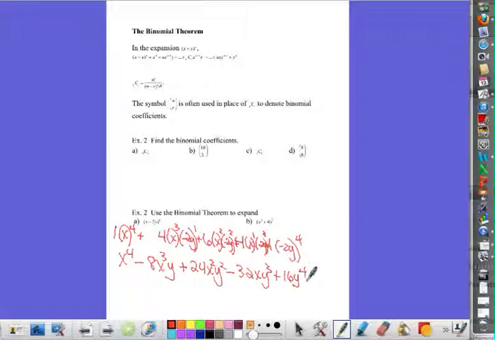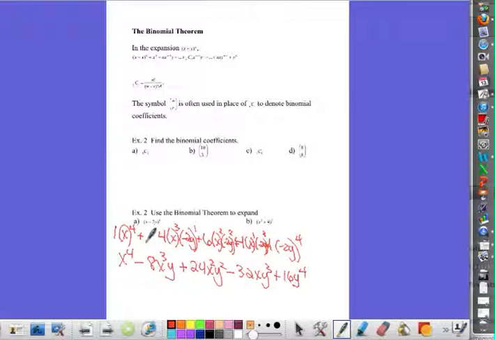Okay, if you have letter A, I got x to the 4th minus 8x cubed y plus 24x squared y squared minus 32xy cubed plus 16y to the 4th. Like I just stated, if you have a difference here instead of a sum, your signs just end up alternating. That's all. Questions on letter A?